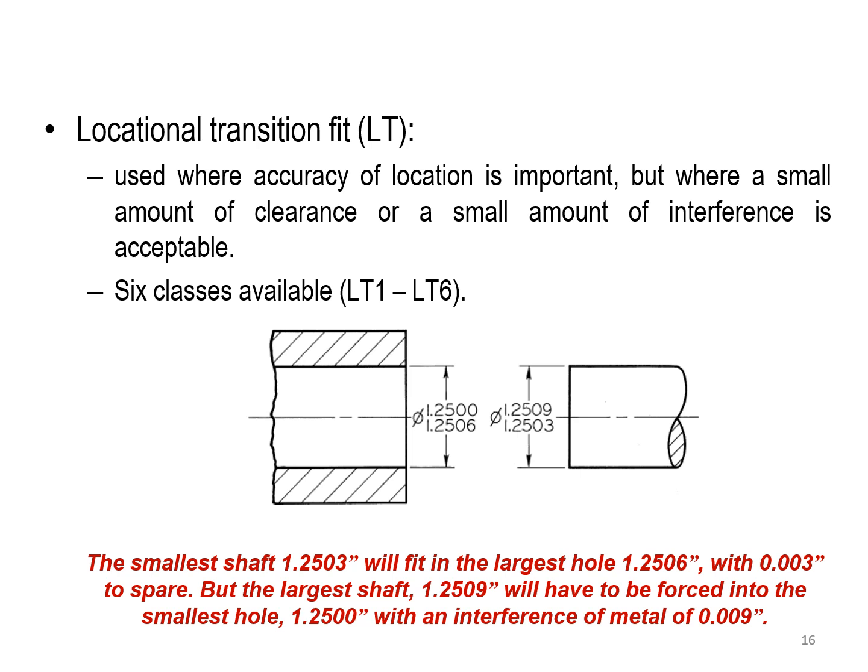So in this example, you can see that the smallest shaft, 1.2503, will fit in the largest hole of 1.2506, when we take the minimum diameter of the shaft with the maximum diameter of the hole. While the largest shaft diameter of 1.2509 will have to be forced into the smallest hole of 1.25 inches, with a metal interference of 0.009 inches.